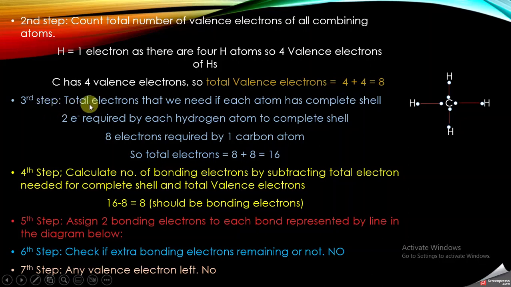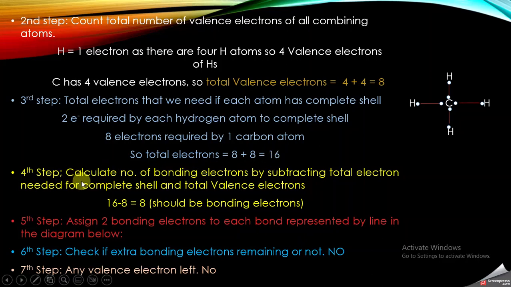That is, we have to count the total electrons that we need if each atom has a complete shell. So we want to calculate the total electrons needed to complete the shell in each atom. 2 electrons are required by each hydrogen atom to complete the shell, and we have 4 hydrogen atoms. And 8 electrons are required by 1 carbon atom. So what is this total? 8 plus 8 is equal to 16. So we have a total of 16 electrons required if we want a complete shell for the hydrogen atoms and for the carbon atom.